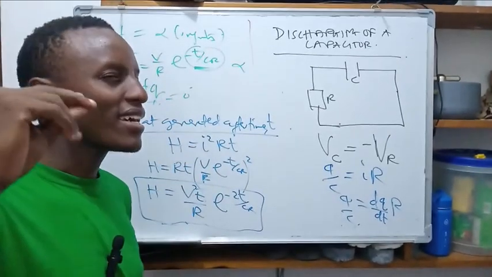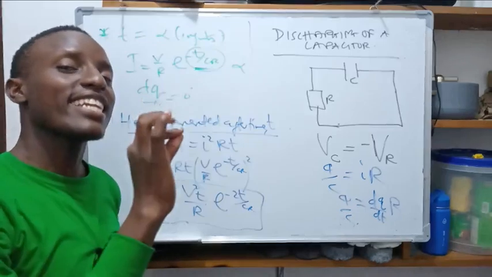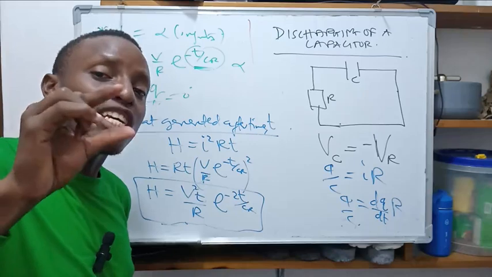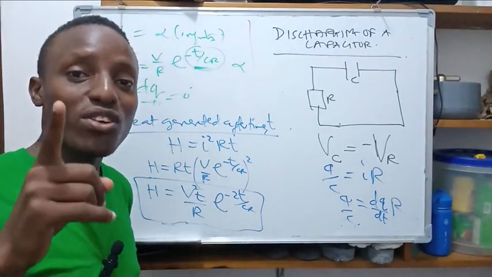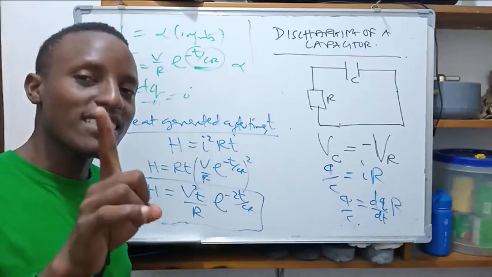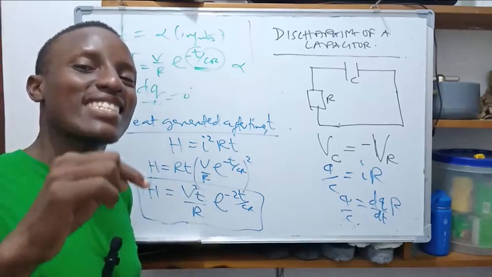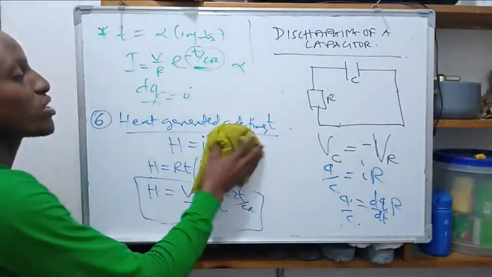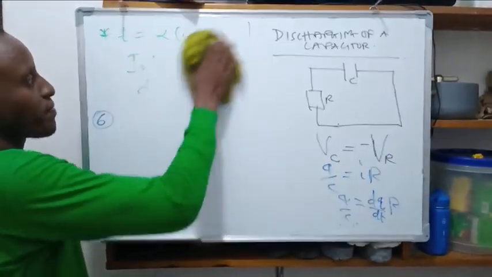Get this clear, guys. In charging, we started at 0 to the final charge Q. But now we are doing the discharging, so the initial charge should be the total charge, and the final charge will depend on the time. It can be 0. But the first thing you need to know: on charging, we start with 0, but on discharging, we start with the total charge which was stored initially. So let's speak about this.